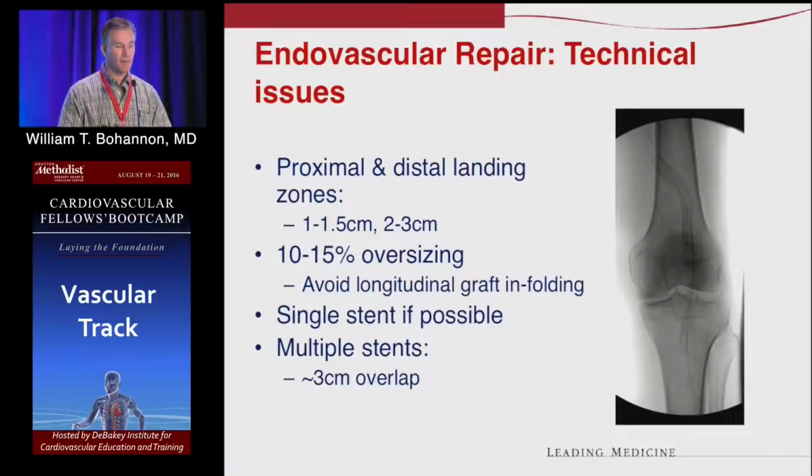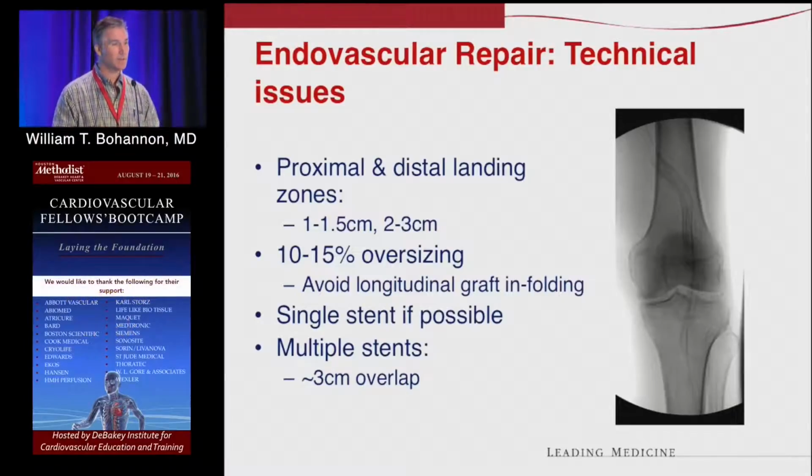And so again, you need 1.5 centimeters, 2 or 3 centimeters in regards to landing zones. About 10% or 15% oversizing. You certainly want to not oversize too much, to avoid infolding of the grafts. Single stents are ideal, but oftentimes it's a couple stents, and if you have to put a couple stents in, you want at least 3 centimeters of overlap.